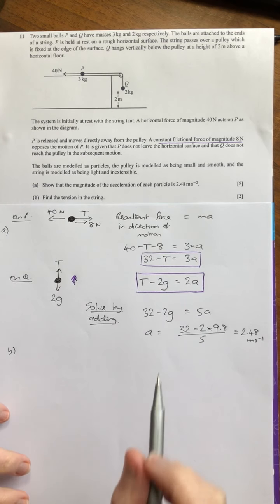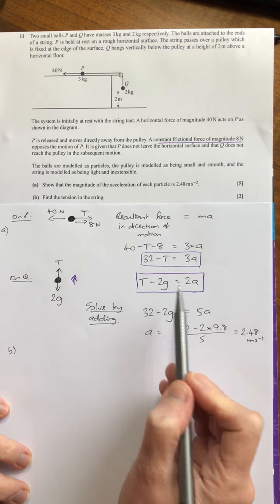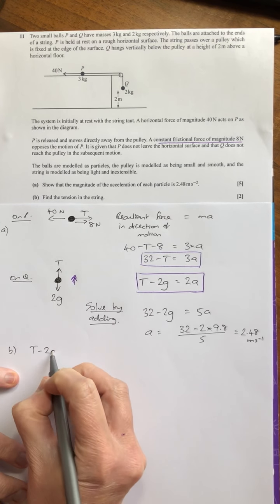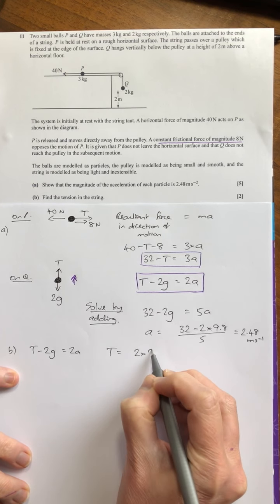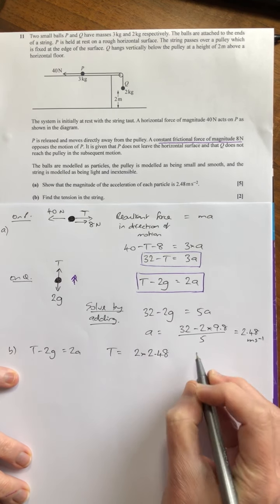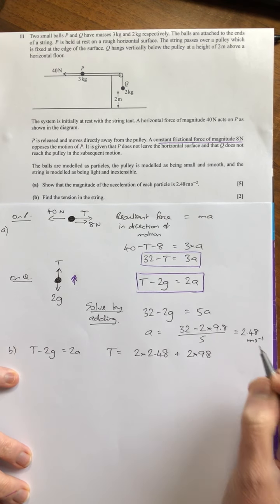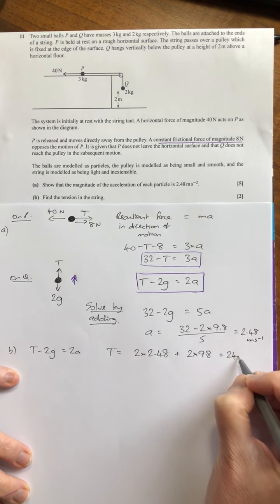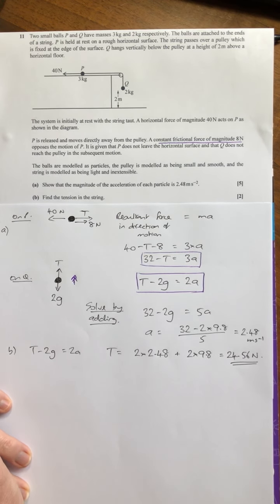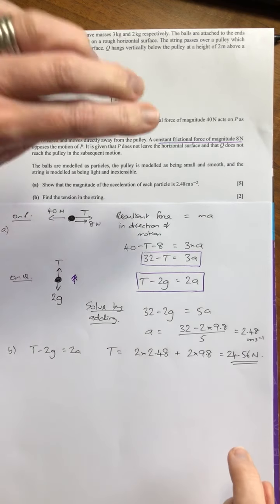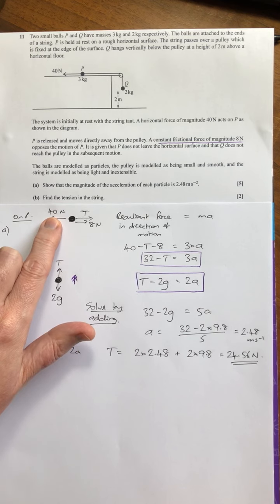Find the tension in the string, well, I can just use one of these two equations here. Let's use that one because it's simpler to rearrange. I know that T minus 2G is equal to 2A, so T is equal to 2 multiplied by the 2.48, the value we've just found, plus 2 times by G, which is 9.8. And working that out gets you 24.56 newtons.